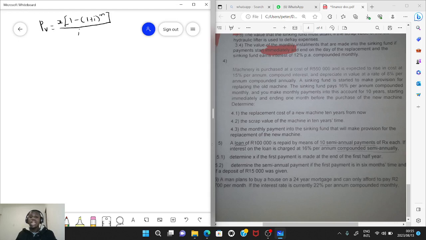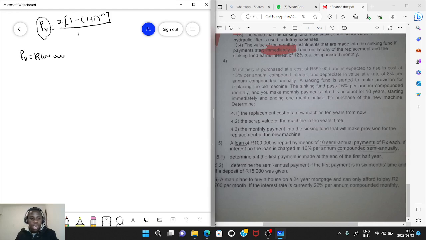Now they say a loan of 100,000 rand. Now what is this 100,000 rand? We know that this 100,000 rand is a loan. It's a present value. Now your present value in this case is 100,000 rand. They're saying a loan of 100,000 rand is repaid by means of 10 semi-annual payments, right?